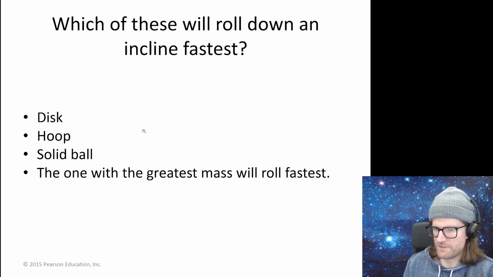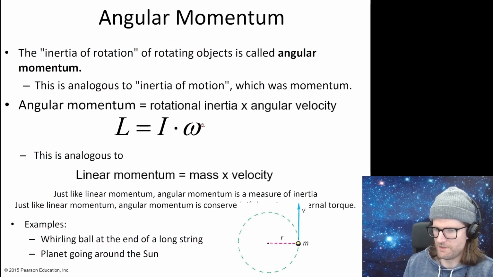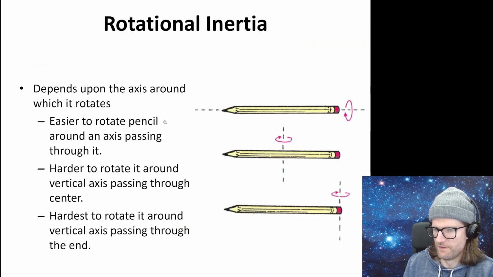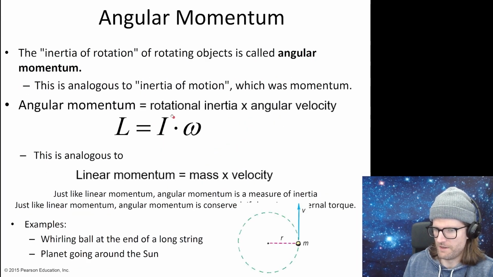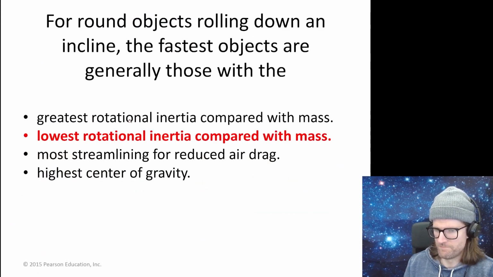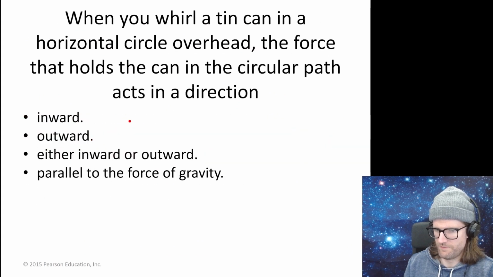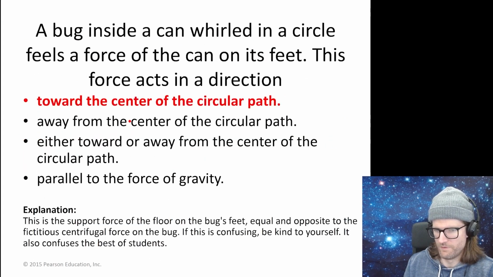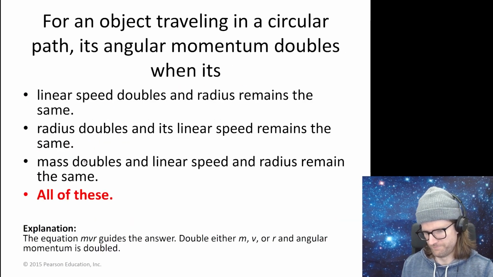If everything else is the same but mass doubles, then we look at L equals I times omega. We know omega is the same as it was before, but I is affected. If M is doubled and R is unaffected, then I is doubled. Since I is doubled and omega stays the same, then L is doubled. So all of these are doubled, so the answer is all of them.